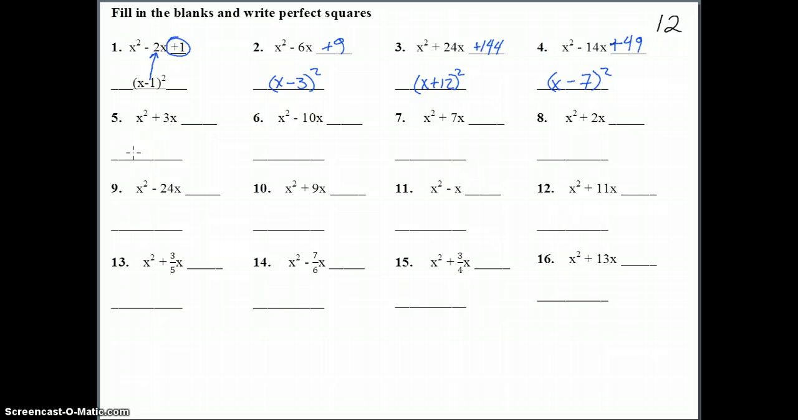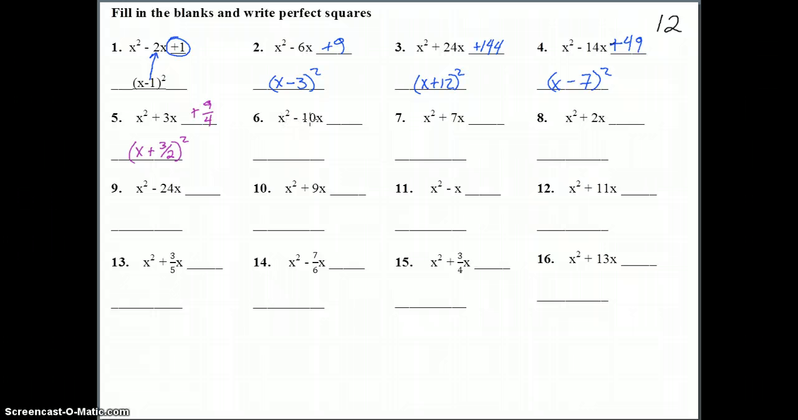Here we're going to take half of this guy, which is 3 halves. That makes it a little bit more interesting. So if we do this, we're going to get x squared plus 3 halves x plus 3 halves x. Those two added together will make a 3x, and then plus this guy squared, which is 9/4.